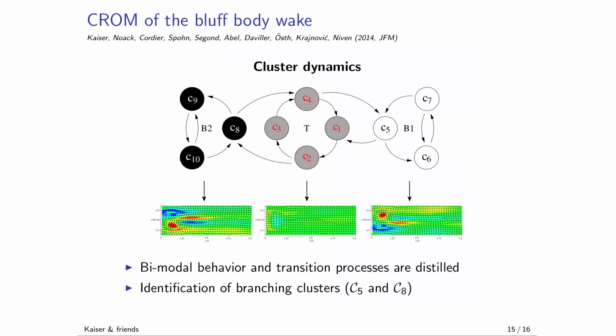I'd like to point out that we did not impose any structure of the model or include any information on the physics of the flow. CROM extracts the principal mechanisms in an unsupervised manner directly from data, allowing one to identify different dynamical regimes and desirable and undesirable phase space regions.